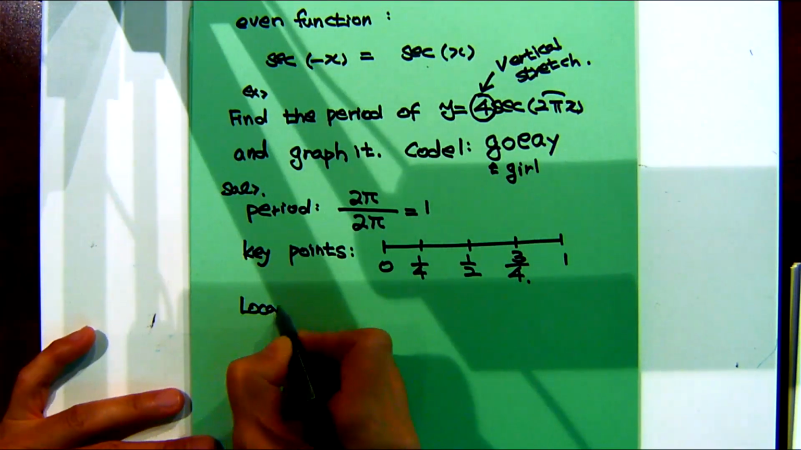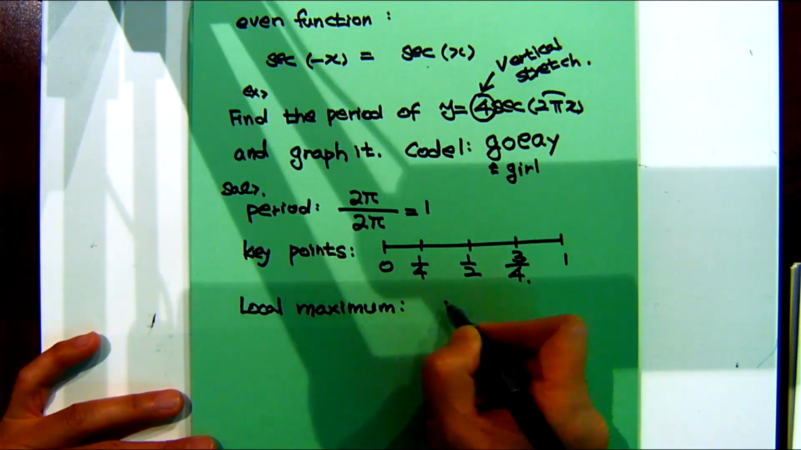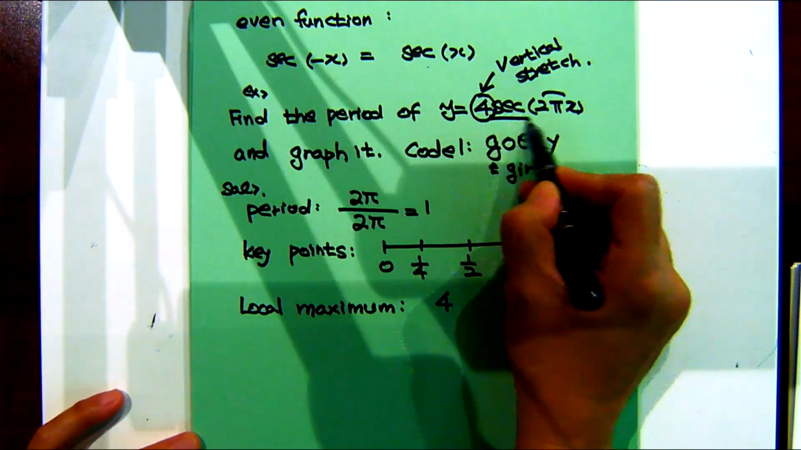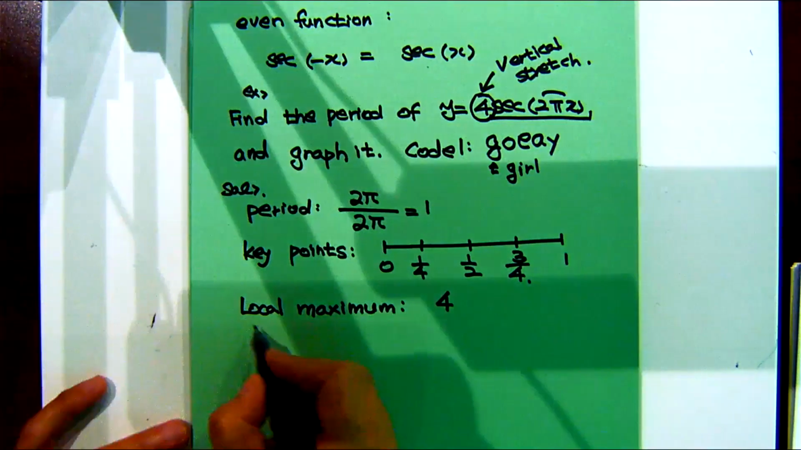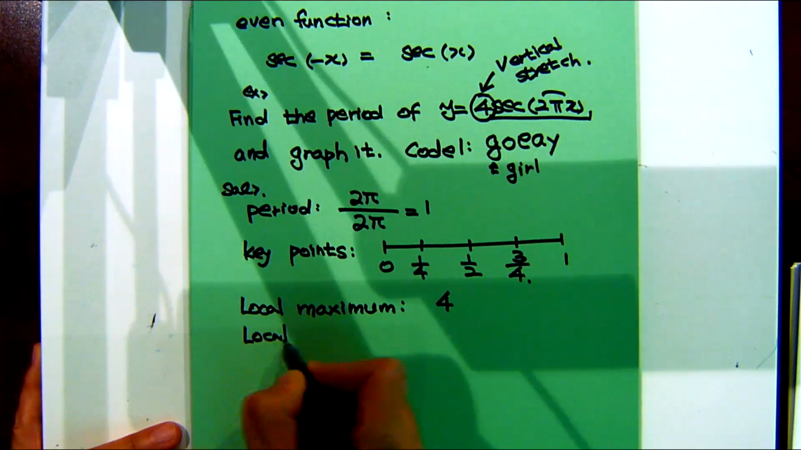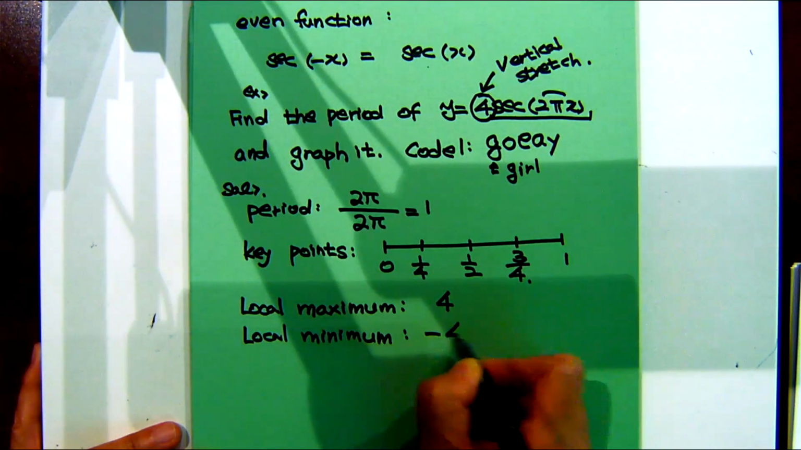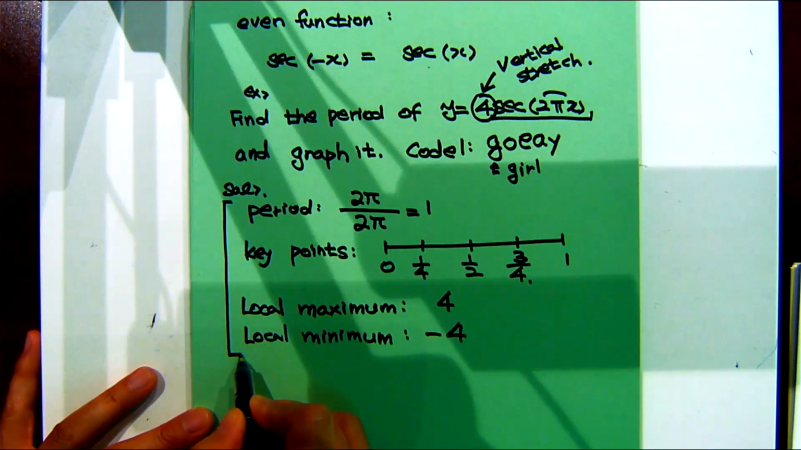So what is the local maximum? The local maximum will be 4 because the cosine's maximum value is 1, but 4 is multiplied. This is 1 over cosine. The maximum of 1 over cosine occurs when cosine is 1. So the local maximum will be 4 because 4 is multiplied. The local minimum becomes -4. So these are the points we have to think about.